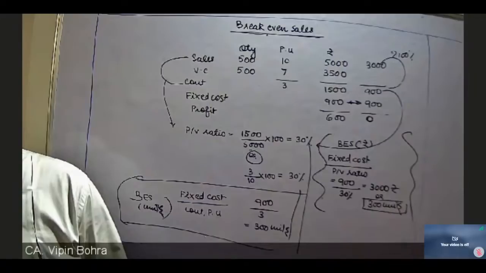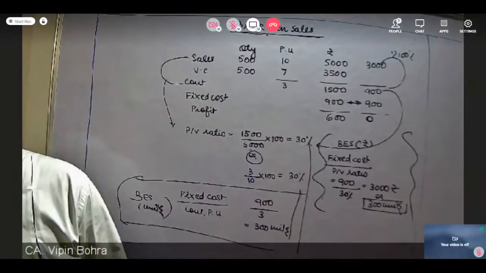So now moving towards the next part of the chapter, the third part, what examiner generally do ask is what? Desired sales. Now, let's discuss desired sales in the same way we have discussed break-even sales. Suppose my sales is 200.